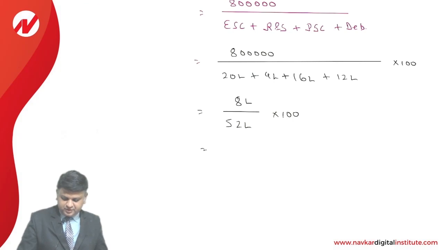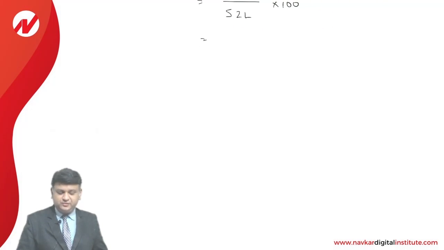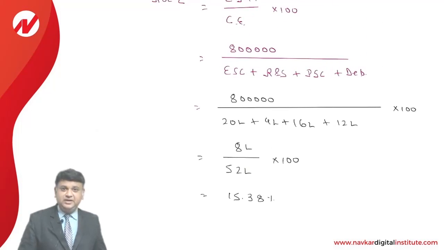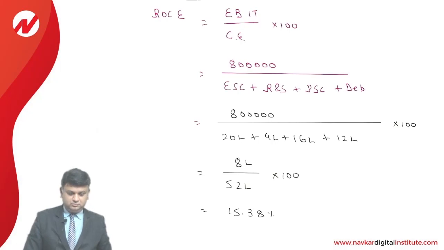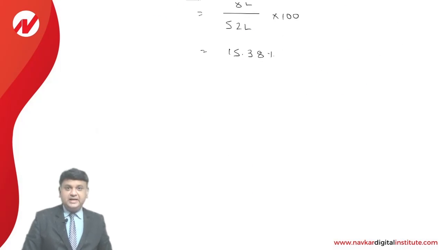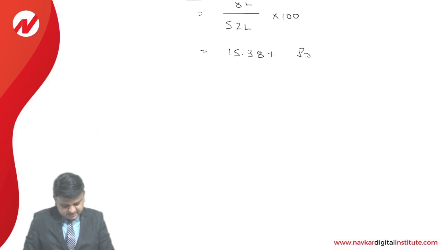Into 100 for the purpose of getting the answer in percentage term. So 8 upon 52 into 100 is 15.3846, so 15.38%. That is the way we can make the computation of the return on pre-tax basis. Now the same thing can be calculated on post-tax basis. This is the pre-tax calculation.